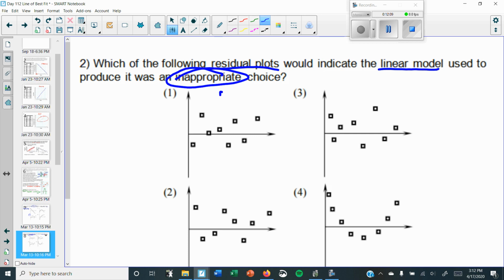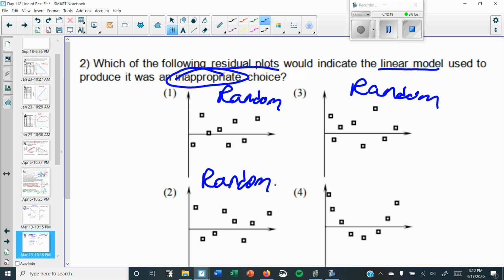So if you look at number 1, it's random. There is no pattern. That's a good choice. This one's random. That's a good choice. This one's random. That's a good choice. Wait a second. Number 4. Do you see how there was a pattern? That would be an inappropriate one.